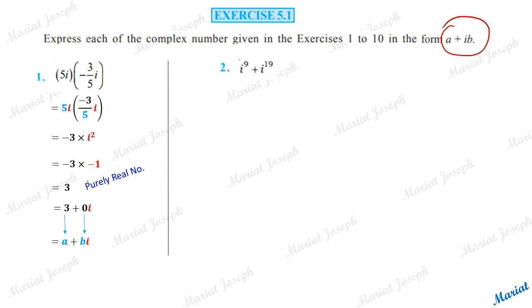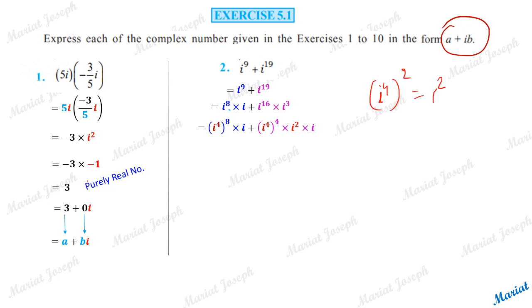Question number 2. i raised to the power 9 plus i raised to the power 19. i raised to the power 9, I would write it as i raised to the power 8 into i. 8 plus 1 is 9 power. Similarly, i raised to the power 19, I'm using the multiple of 4 actually, no? So 8 is a multiple of 4, 16 is a multiple of 4. For 19, it is better to write i raised to 16 and i cube. Then i raised to 8 is i raised to the power 4 whole square. i raised to the power 4 is 1.